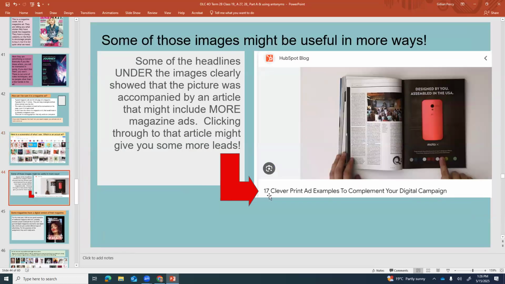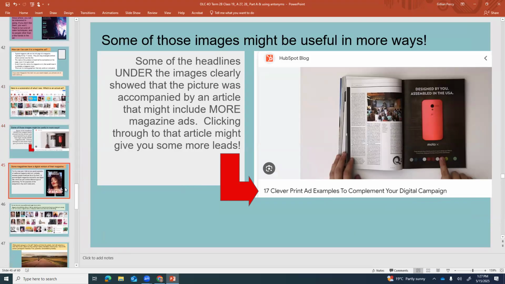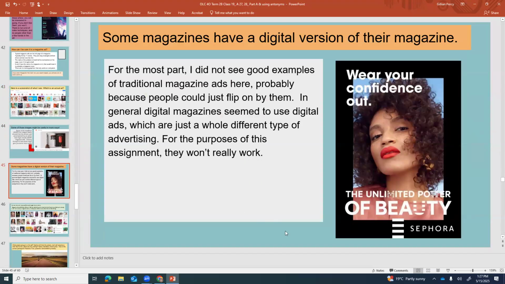Yeah, so 17 clever print ad images to complement your digital campaign. This kind of ad is great where you'll click on and it will have more. Just make sure it's the magazine type and not a video or an interactive Facebook type. I did check out some digital magazines because they do exist, but I found that they didn't really use traditional magazine ads. They instead use the type of digital ads that we're trying to avoid. So for the most part, the ones I looked at anyways, did not seem to work for that.